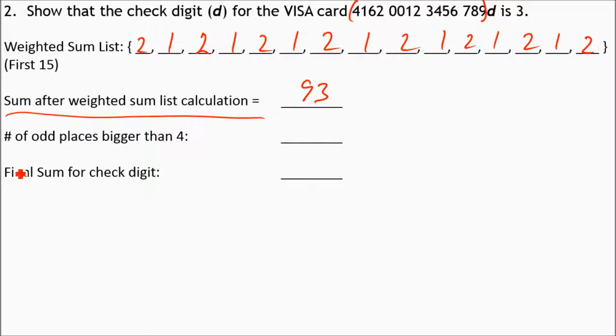And now, I need the number of odd places that are bigger than 4. Now, there's a couple places we could do that. We could come up here and look at this thing and figure out the odd places and try and figure out which ones are bigger than 4.